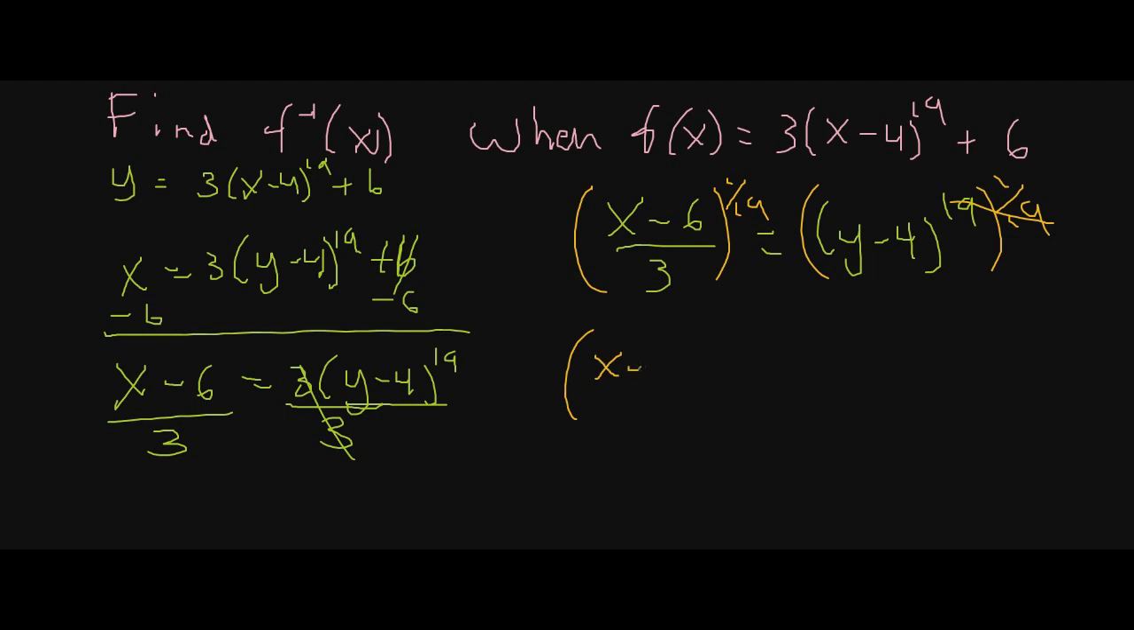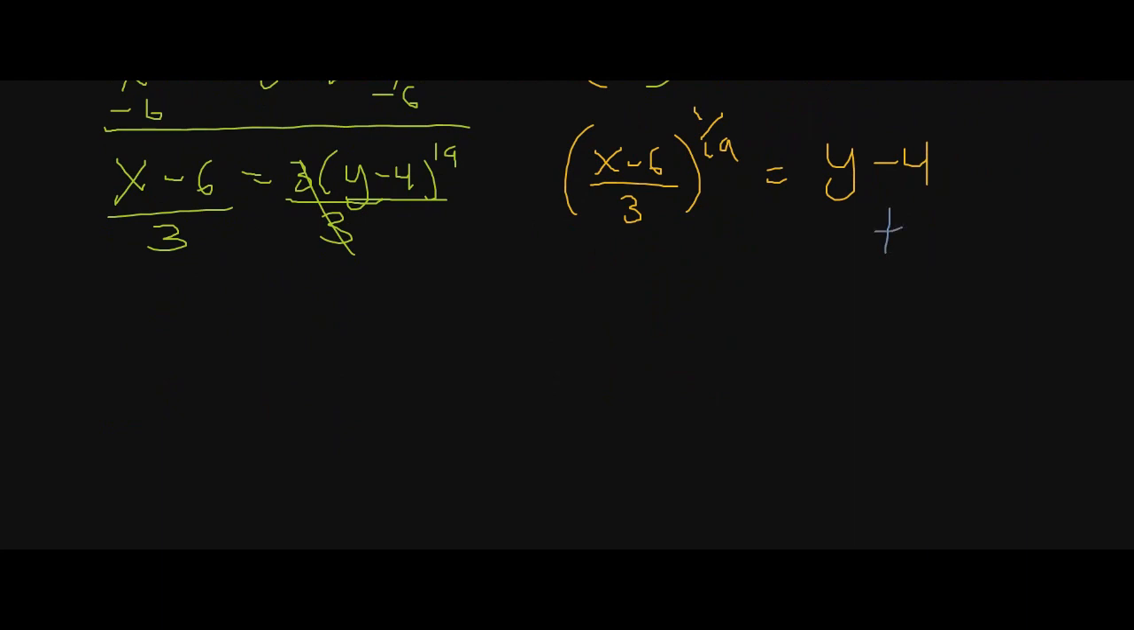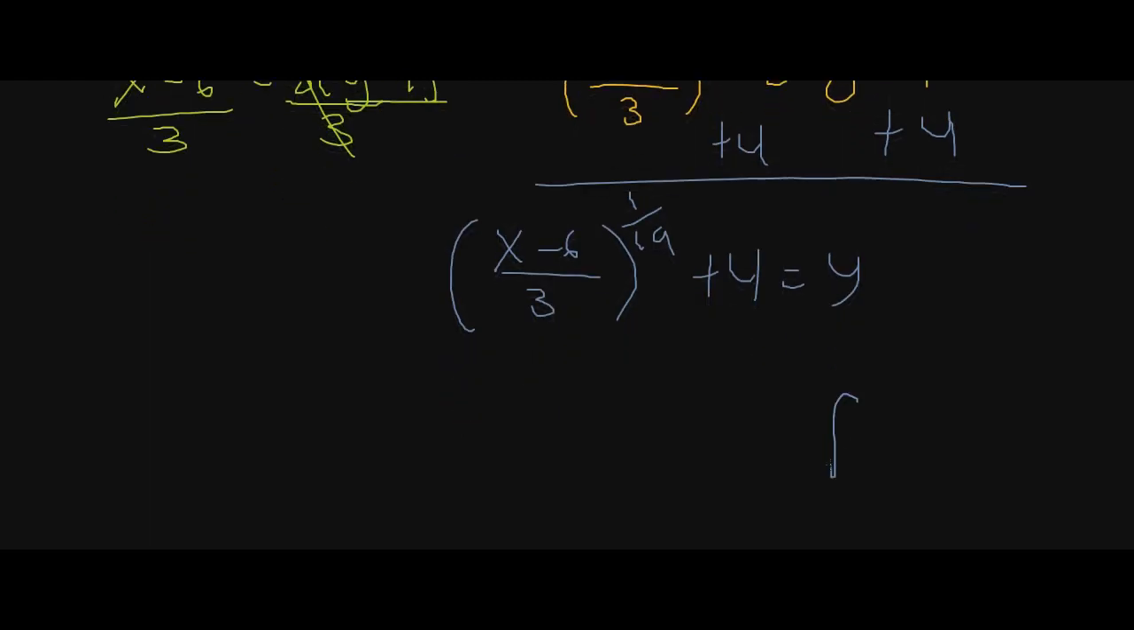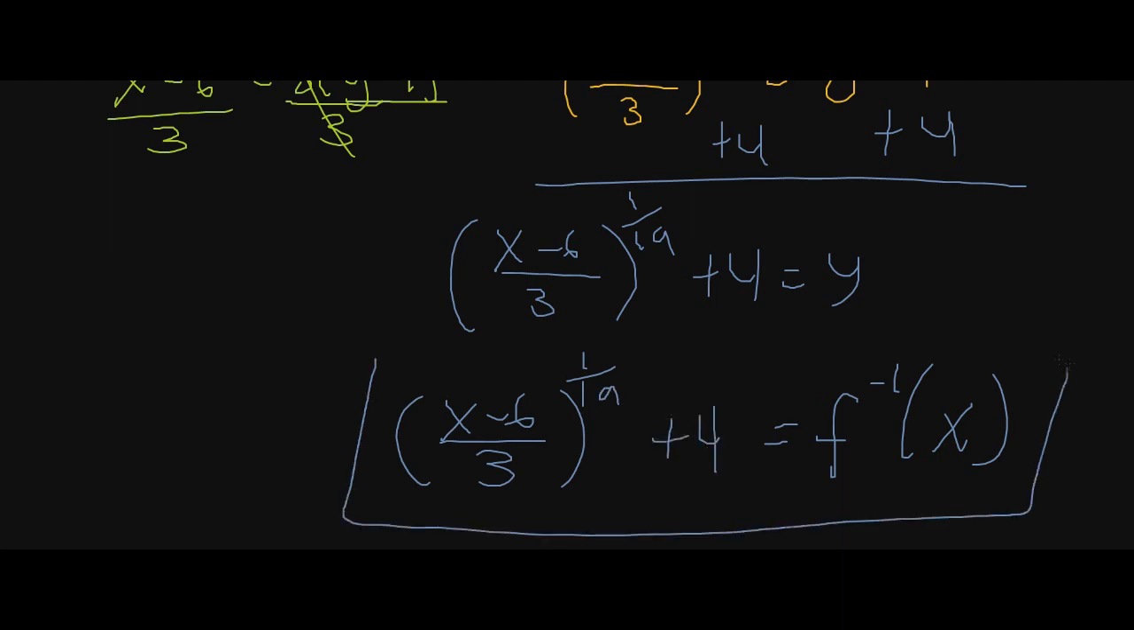So we get ((x minus 6) divided by 3) raised to the 1/19th is equal to y minus 4. The last step is to add 4 to both sides. And we get ((x minus 6) divided by 3) raised to the 1/19th plus 4 is equal to y. But just like before, we rewrite this with our inverse notation: ((x minus 6) divided by 3) all raised to the 1 over 19th plus 4. Boom, we are done. We have solved the inverse of our original function f of x.